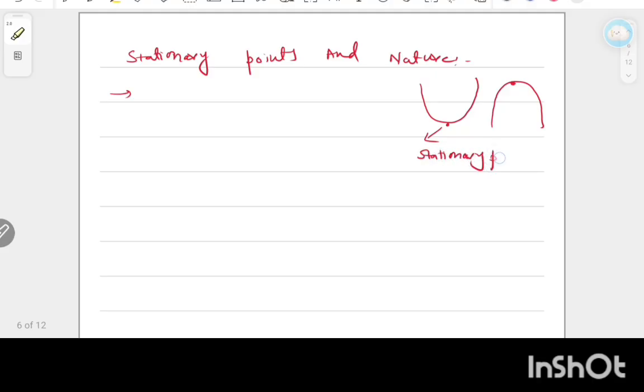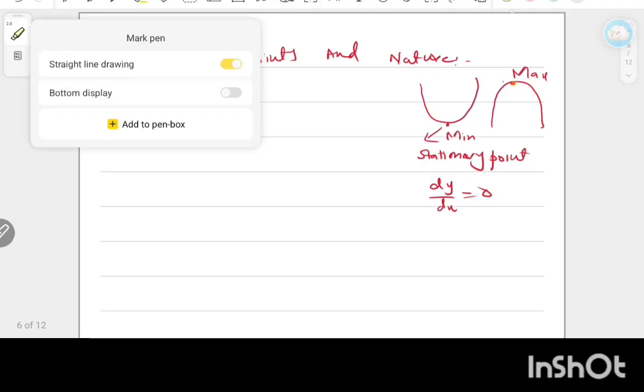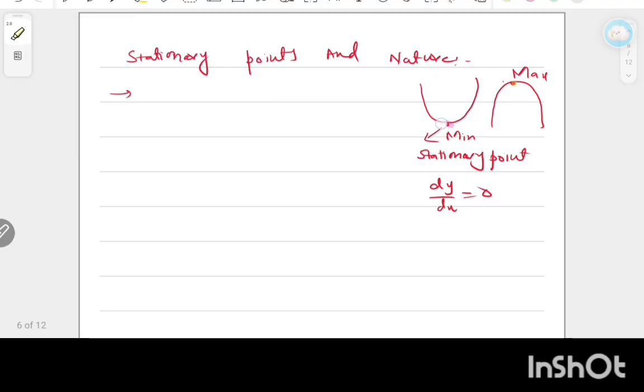Also we can say that at this point dy by dx will be 0. The first derivative will be 0. We also say that this one is the maximum point, and the other one is the minimum point. This one is the maximum point, and this one is the minimum point.